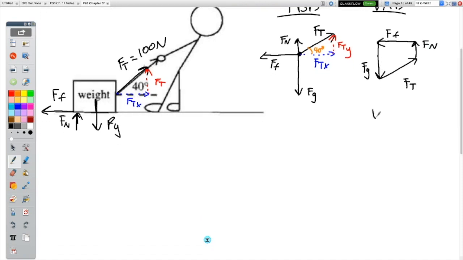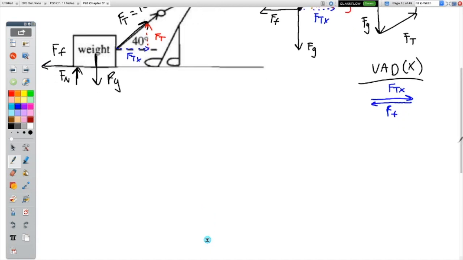So let's make that a little bit even clearer with a VAD. Well, first in the x, and then we'll look in the y. What's going on in the x? We have Ftx, right? And as we said, why is it not accelerating to the right? Because the force of friction is pulling it right on back. Okay, so that it doesn't accelerate.